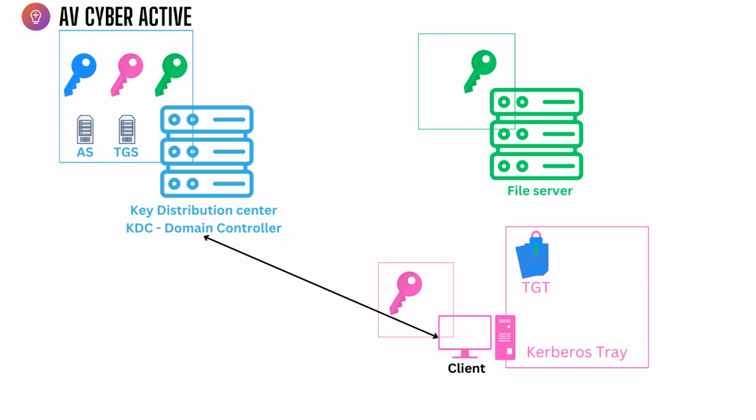Okay, now that the client is logged on and ready to go, the client needs something on the file server. My computer looks at my Kerberos tray and says, well, I don't have a ticket for the file server. Now we are going back to the KDC, and the client sends this ticket granting ticket along with the request that, hey, I need a ticket for the file server. The key distribution center, or the KDC, or the domain controller in this case, does not have to go through and look up my information again.